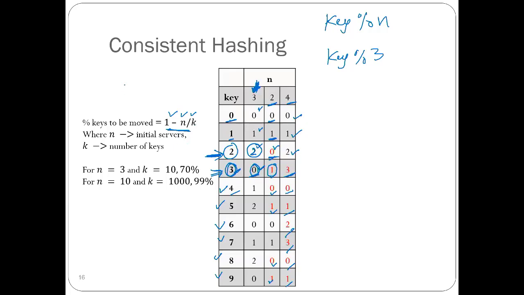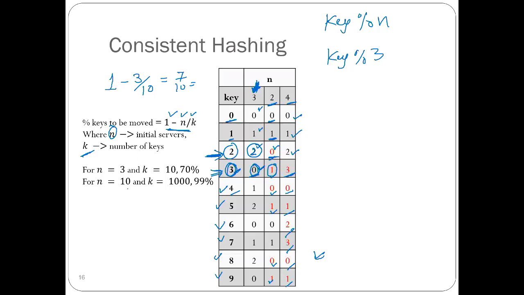So if you put the values here, then 1 minus the initial servers we had, 3, over the keys we have, 10. If you work it out, it is 7 by 10, which is 70%. You can count 1, 2, 3, 4, 5, 6, and 7. So 70% remapping we had to do when there were initially n servers and the number of keys was 10.